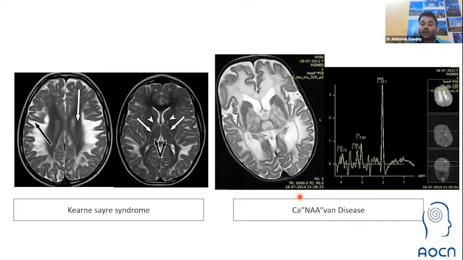In Canavan disease, as already discussed, along with white matter tract involvement, there will be involvement of the globus pallidus as well as the thalamus. However, the striatal part will not get involved. And when we do spectroscopy, there will be a peak of N-acetyl aspartate.